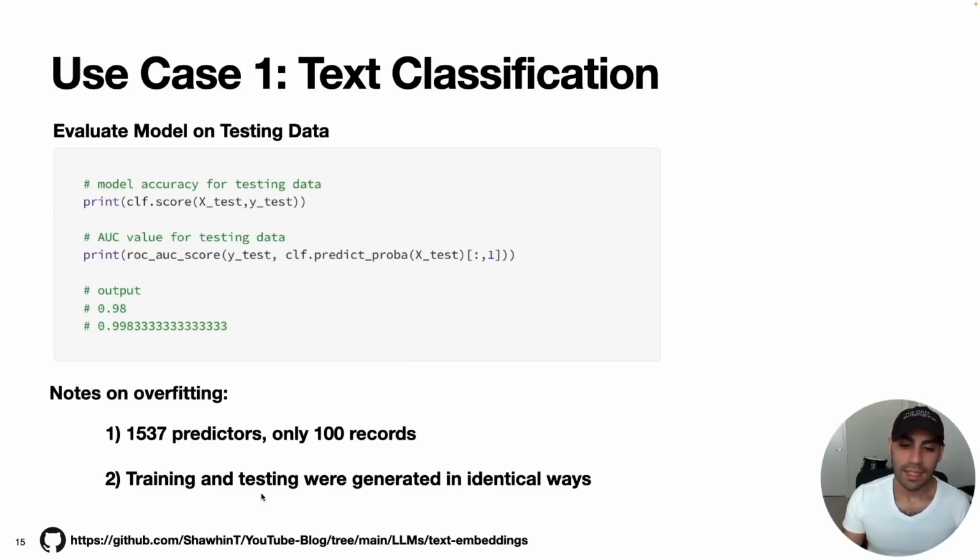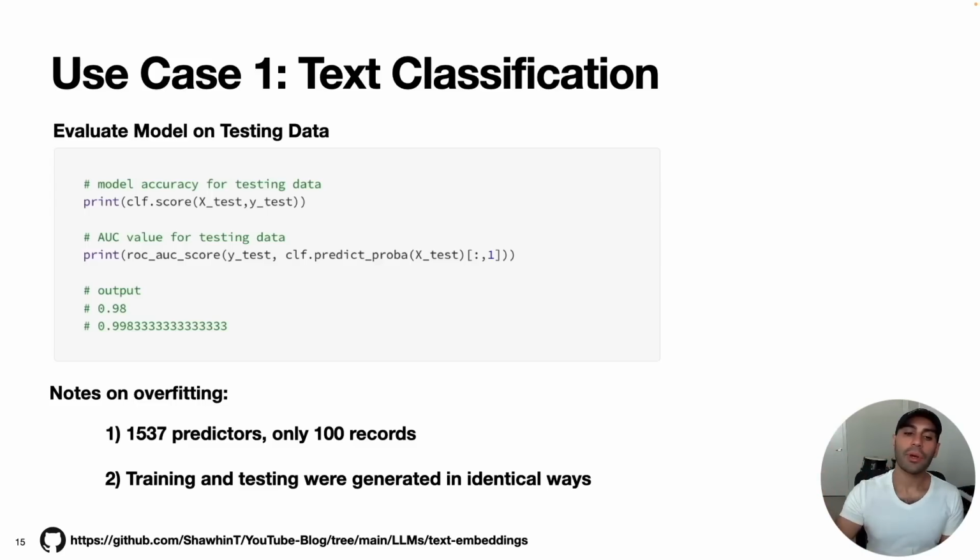Secondly, the training data and testing data were generated in identical ways using GPT 3.5 Turbo. And so this is one of the downsides of generating synthetic data, is that there are going to be artifacts in the data generating process which may create similarities between our training data and testing data that won't be relevant to resumes from the real world.